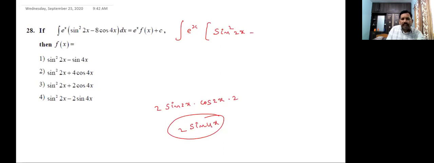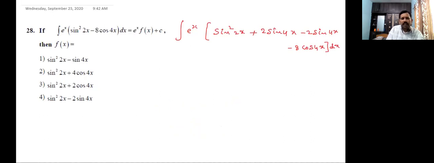So we can add and subtract 2 sine 4x, minus 2 sine 4x, minus 8 cos 4x. So what I have done here is add and subtract 2 sine 4x. Right. Now observe that two types of problems are there. One is e power x into sine square 2x, f of x, and what is f dash of x? 2 sine 4x. So this is split.